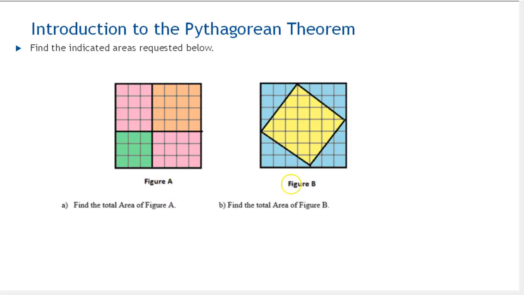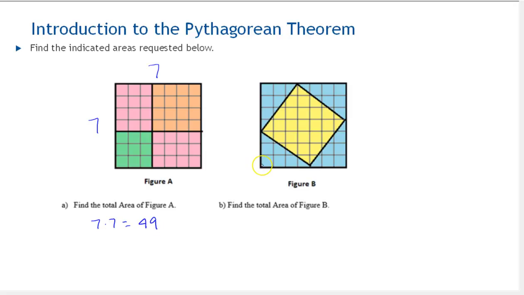B. Notice figure A and figure B are partitioned and shaded in different ways, but if we count the number of squares this way, or the lengths, 1, 2, 3, 4, 5, 6, 7, this has length 7, 3, and 4. This also has length 7. So the total area of figure A is 7 times 7, which is 49.